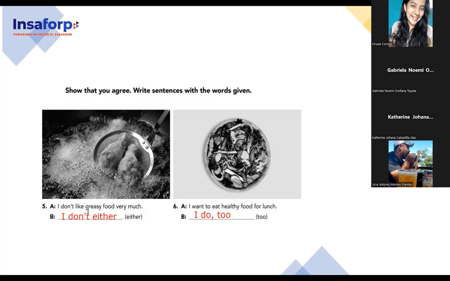Like this one. I don't like greasy food very much. I don't either. So neither and either, most of the time, go with negative sentences. Like, I don't like, I don't know, I can't eat, and I am not into this. Yes, so we can use neither and either. And the other ones, so and too, usually go with affirmative statements, like, I want to eat healthy food for lunch. I do too. Or you can say, so do I. So do I. So this is the way we agree with people.